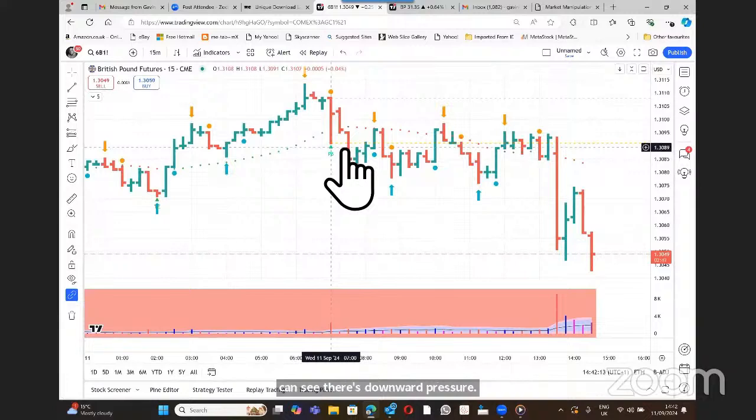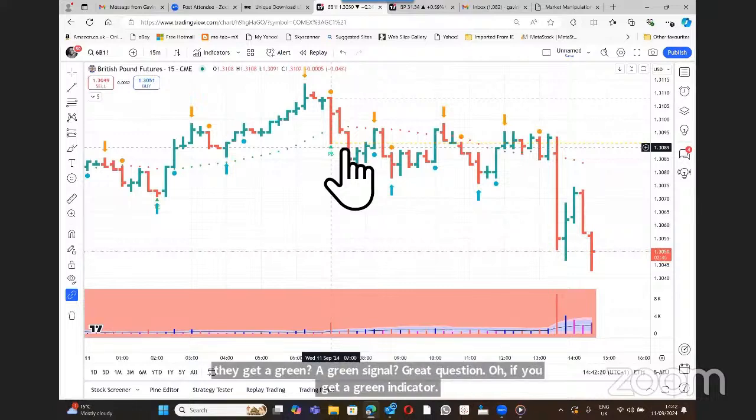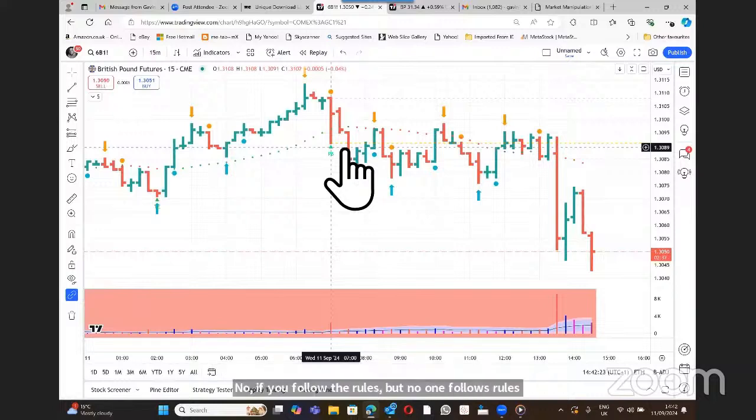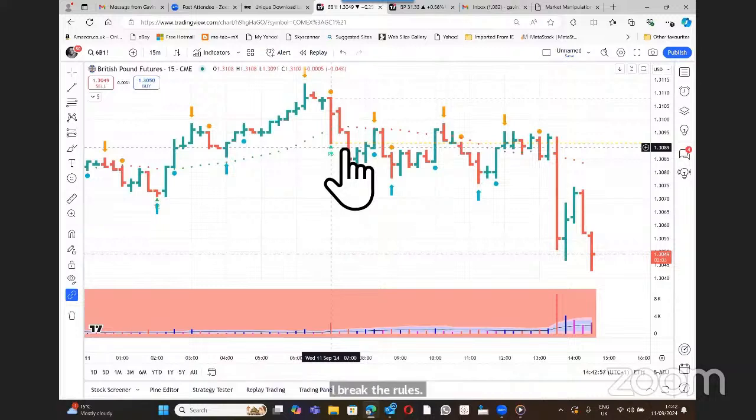Great question. If you get a green indicator, do I buy? Not if you follow the rules, but no one follows rules. I don't know any trader that follows rules. I've tried. I've said, just do this, that, and no. Let me be clear, it's not that everyone doesn't follow rules. They follow some of them. But I know from my own personal experience, where I'm teaching traders and investors around the world, well, if you do this, you've got my trading plan, you've got my books, you've got that. I break the rules. How stupid is that?